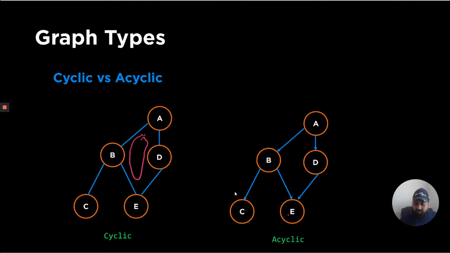All trees, as we discussed, were acyclic, but that doesn't mean that all acyclic graphs are going to be trees. In this example, this is not a valid tree because there are two edges that point to E, which in this case are B and D, both pointing to E. So although it's an acyclic graph, it doesn't necessarily mean that it's a tree.